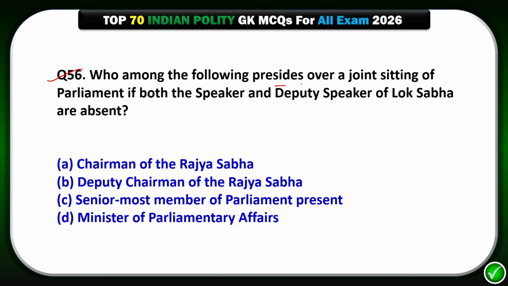56. Who among the following presides over a joint sitting of Parliament if both the Speaker and Deputy Speaker of the Lok Sabha are absent? Option number B, Chairman of the Rajya Sabha.